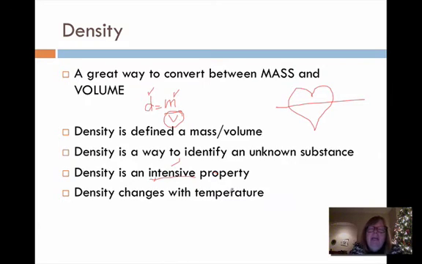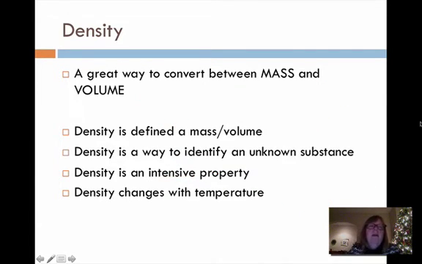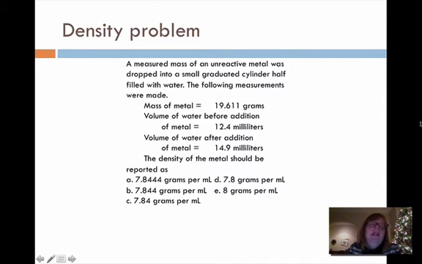Density changes with temperature. So if density is mass divided by volume, mass isn't going to change with temperature, but the volume will. And generally, things will expand as temperature goes up. So as your temperature goes up, your volume goes up, but what would that do to your density? It would make your density go down. So typically at higher temperatures, things are less dense. All right, well, let's look at a problem.